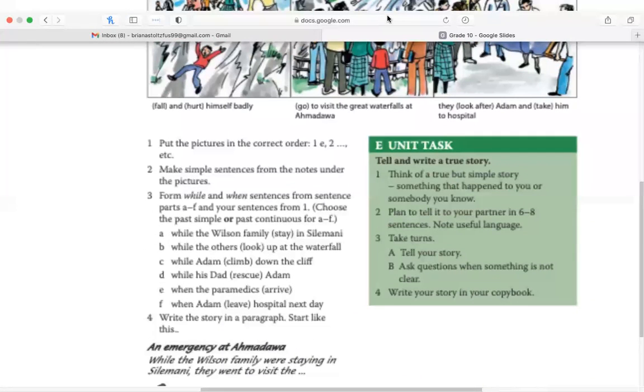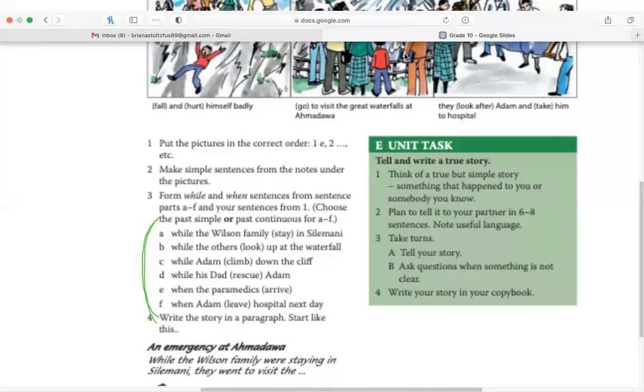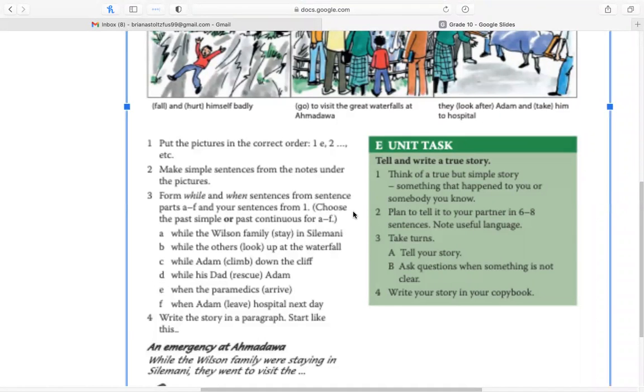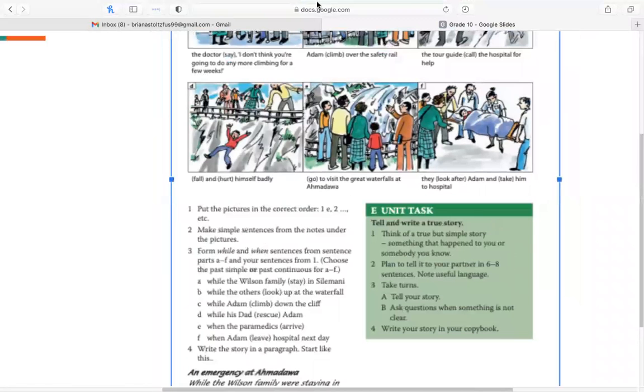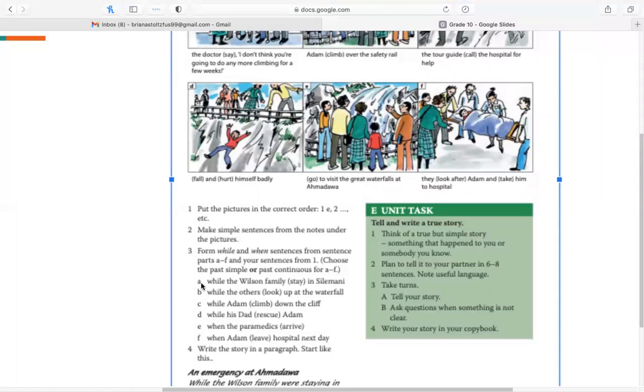Now, take a look at these sentences. They all start with while or when. Let's see if we can match these sentences with the pictures. For example, A says, while the Wilson family was staying in Sulemani. So we use the past continuous, was staying here, because it's a continuous action.